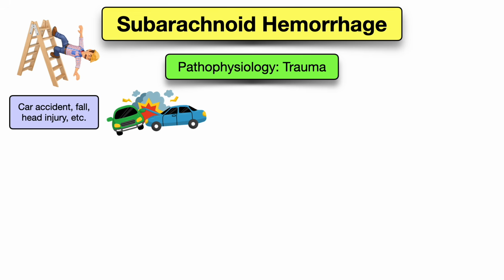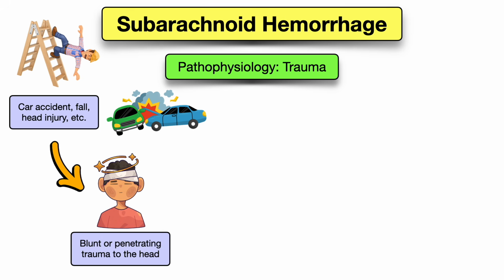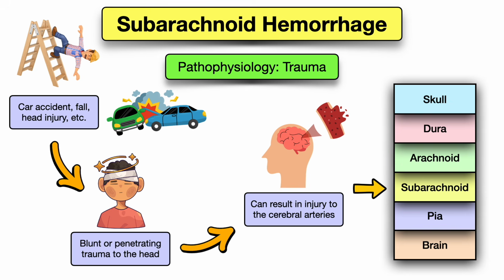Trauma to the head can cause a subarachnoid hemorrhage. This could be from a car accident, fall, or head injury, to name a few. The traumatic event can cause blunt or penetrating trauma to the head. This trauma to the head can result in injury to the cerebral arteries. Remember we said the cerebral arteries are located in the subarachnoid space. Injury to these arteries can lead to bleeding into the subarachnoid space. This can cause a traumatic subarachnoid hemorrhage.